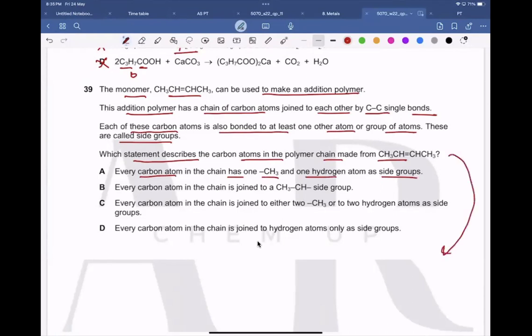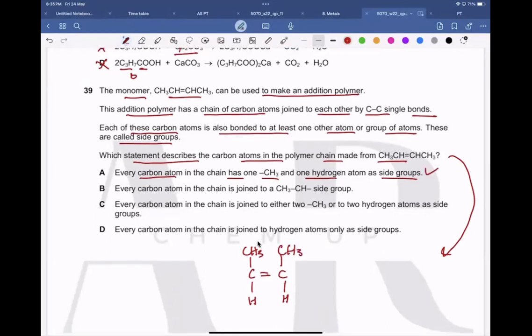Let's see. If I rearrange it, it is going to be like this. If you look at the carbon on the left of the double bond, it has a hydrogen and CH3, and the carbon on the right of the double bond also has a hydrogen and CH3. So this statement seems correct, right?